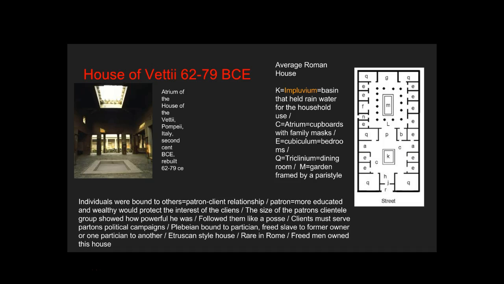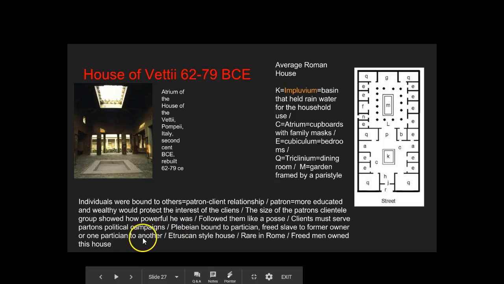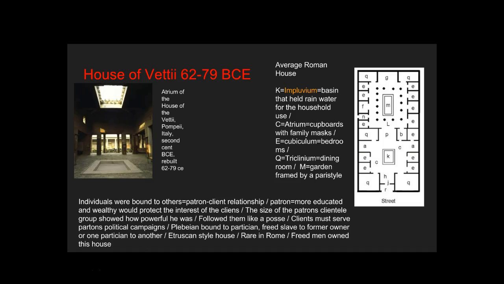So the House of Veti. Individuals were bound to others. So we've got that patron-client relationship that we talked about. The patrons were the more educated and wealthy who would protect the interests of the client. So the patrician class would have been the patrons. The clients would have been the plebeian class. And so it was almost like a parent-child relationship. The patron needed to protect those under them, needed to protect their clientele. The patron was typically more educated and wealthier. The size of the patron's clientele group showed the power that the patron held. Again, they followed them like a posse.